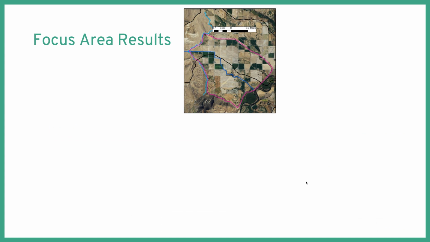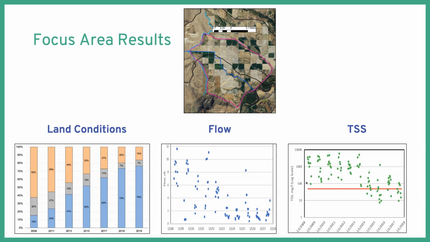But this is Fletcher Gulch over in Malheur County. And the whole goal was to convert from flood to sprinkler by providing pressurized water. And so over 10 years, you can see on the left, the percentage of flood irrigation, which is the peach, went from 60% to about 15%, whereas pivots and wheel lines went from about 15 to 75%.